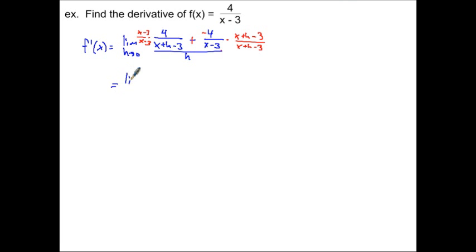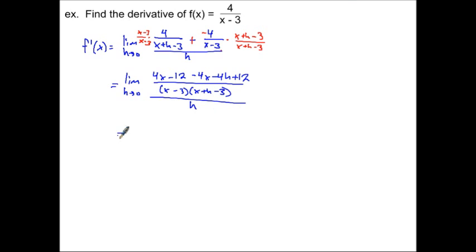Alright, so moving on, limit as h approaches 0. Okay, I've got a 4x minus 12. And then I've got a negative 4x minus 4h plus 12. And that's all on top of my common denominator, x minus 3, x plus h minus 3. A little bit messy, but there it is. And again, it's all over h.